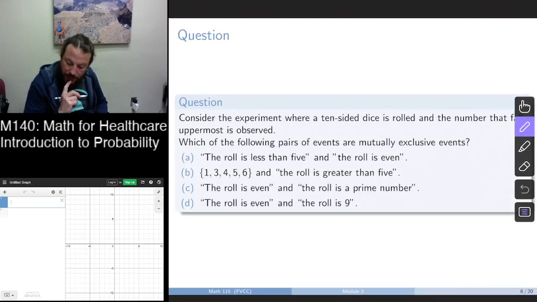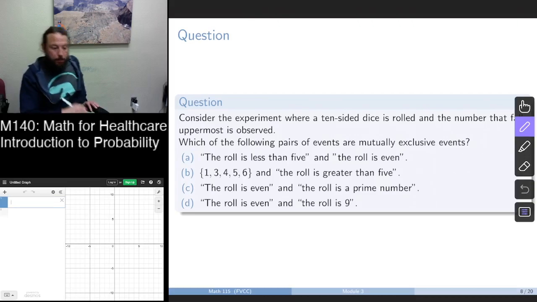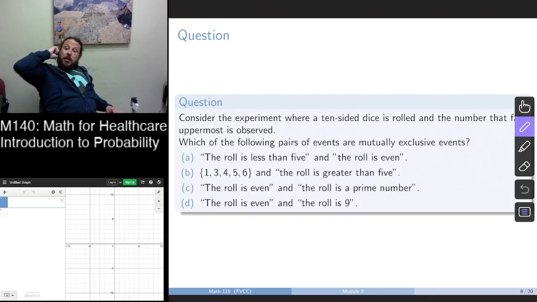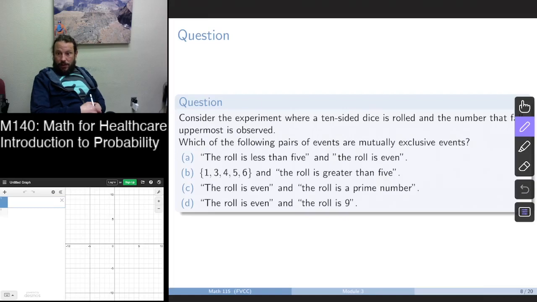Consider the experiment where a 10-sided die is rolled and the number that falls uppermost is observed. Which of the following pairs of events are mutually exclusive events? Okay, so let's see here. A: the roll is less than 5 and the roll is even. So we're playing Dungeons and Dragons or something here. Are those mutually exclusive? Let you think about that.